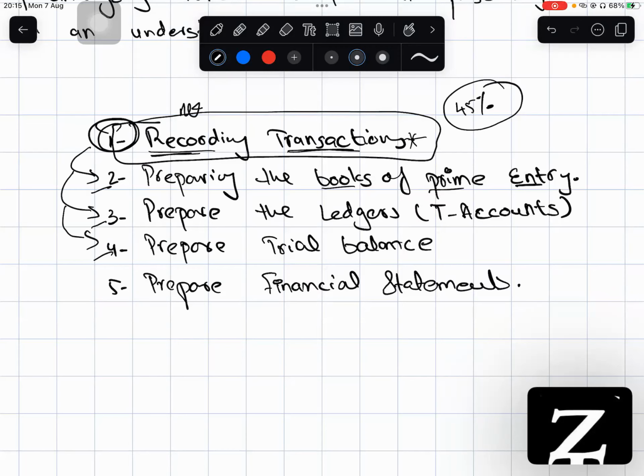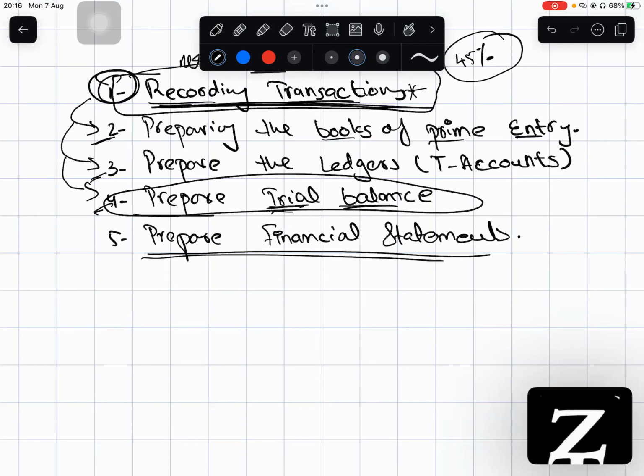But essentially, once you have done this step, all you're doing is taking the information you received from this step and putting that information into different formats. You will be done with step number 2, step number 3, and step number 4. And then once you have prepared your trial balance, you will see this in the questions that we will do later as well. Once you get to the trial balance, then you have to prepare the financial statements.